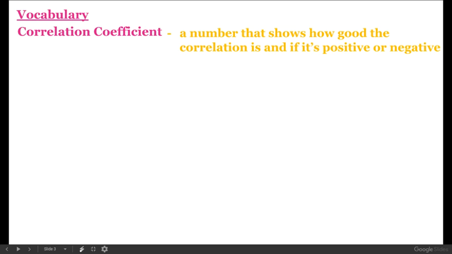Okay. So for our vocabulary today, that word is called the correlation coefficient. So basically, it's a number that shows how good the correlation is and if it's positive or negative. So the number is either going to be positive or negative, and it's going to be strong, weak, or perfect, or none. The number is always going to be between +1 and -1.